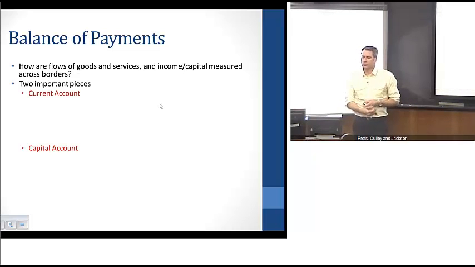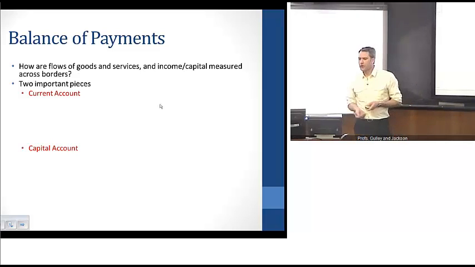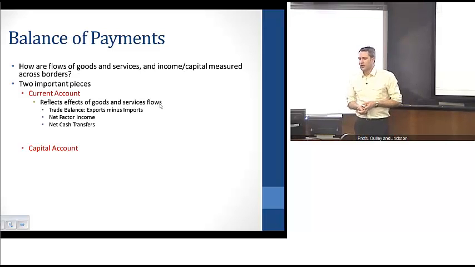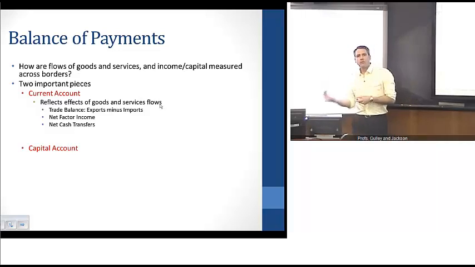The first is what's referred to as the current account, and the other one is what's referred to as the capital account. And they're very closely related in a lot of ways. So the current account really reflects the effects of the flow of goods and services across borders. So typically we think about this as the trade balance, and this is just the total amount of exports minus imports for an economy. The current account also includes things like net factor income and net cash transfers.